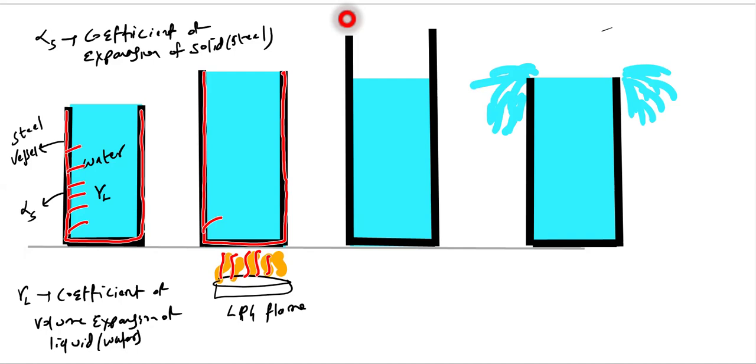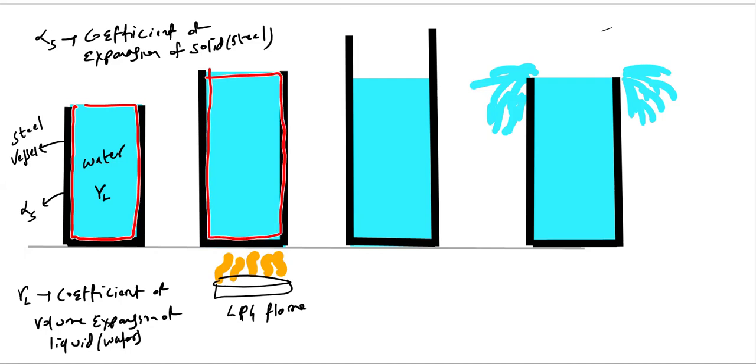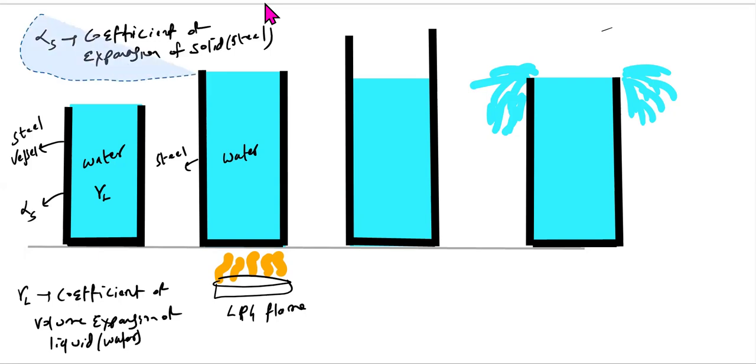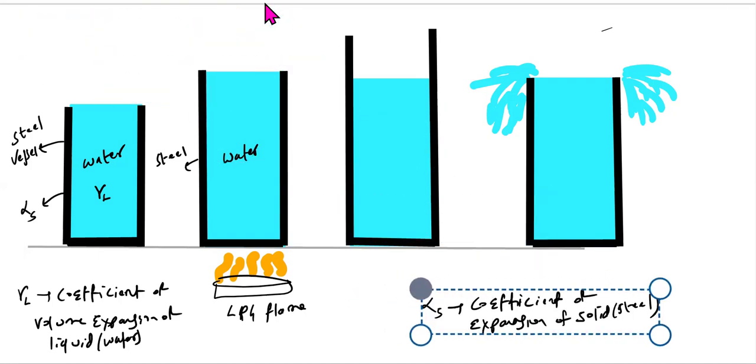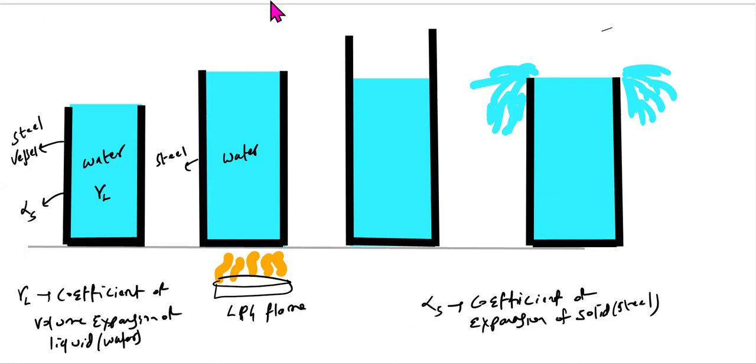Then the heat from the solid will be given to the water. The steel open vessel will transfer the heat to the water in all directions. Then the water also starts expanding. You can see earlier the volume of water was this much, now the volume of water is equal to this much. Then you can see that there is absolutely no overflow in this particular case.